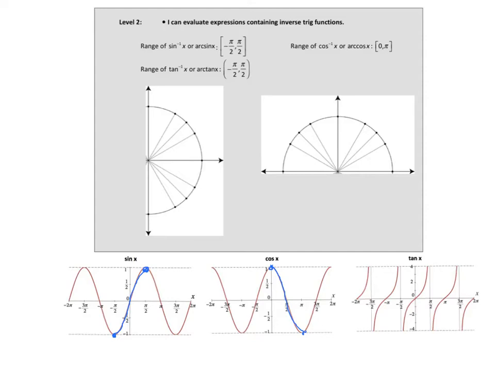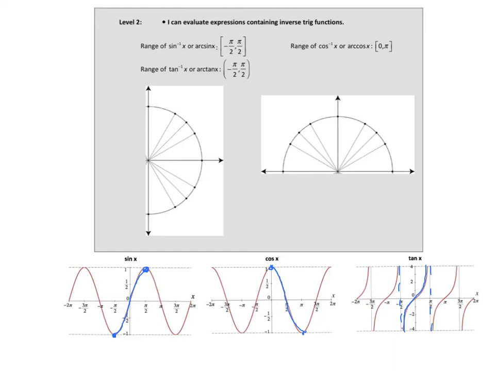And then for tangent, we're going to look at just one period of a tangent graph, or one little section, between the two asymptotes from negative pi over 2 to pi over 2. So the range of sine inverse and tangent inverse are going to be negative pi over 2 to pi over 2. Cosine inverse is going to be 0 to pi.